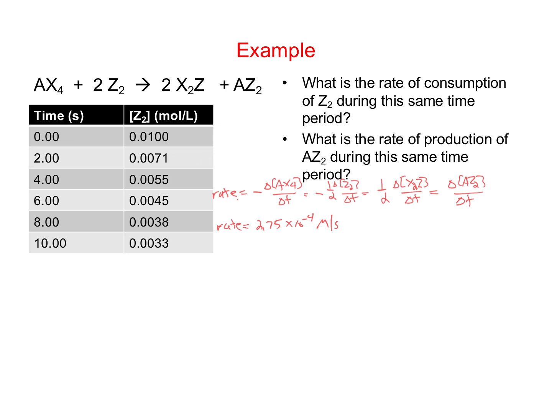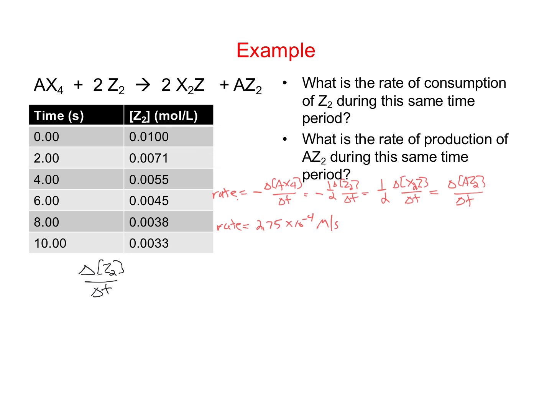Okay, here we have a continuation of the same problem. I've already written out here the information we determined on the last slide, and now we want to determine what is the rate of consumption of Z2 during this same time period. Right? And so what they're asking is what is delta Z2 delta T.